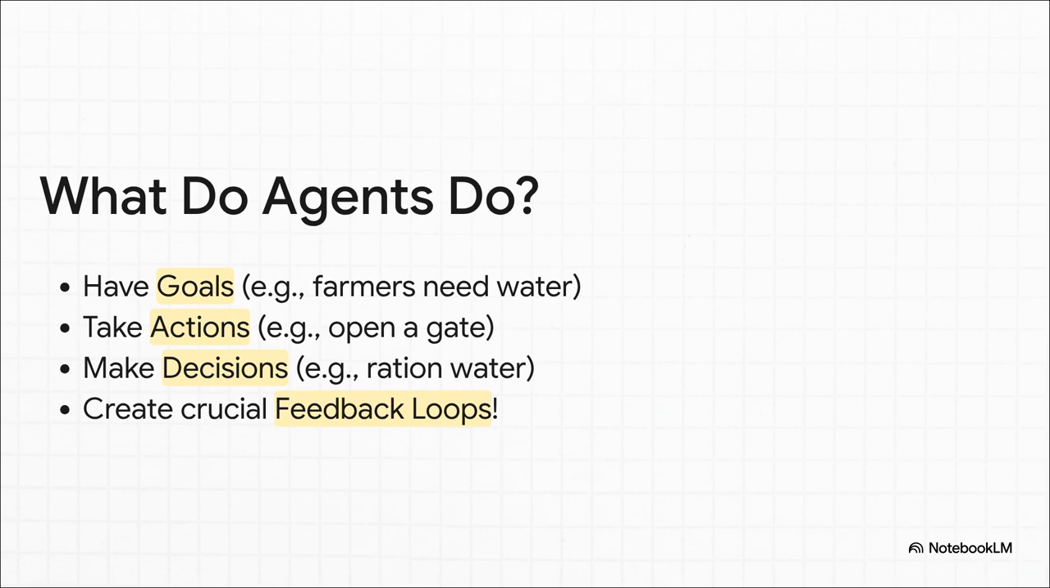So what do these agents do? Well, they have goals. A farmer needs water for his crops. They take actions, like opening a gate to let water flow. They make decisions. A city manager might have to ration water. But here is the absolute key. It's all of these individual human choices that create the most powerful and important feedback loops in the entire system.